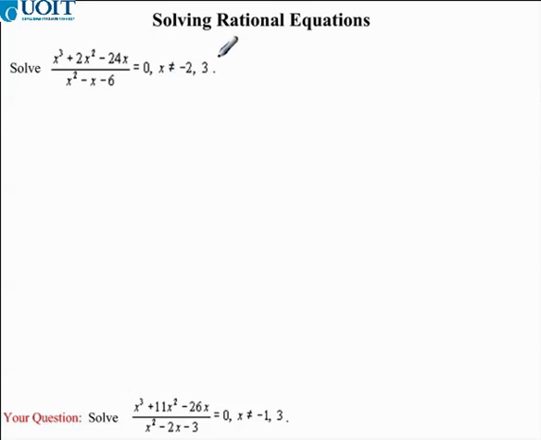Our restrictions on x are just to ensure that our denominator is not equal to 0. Remember, we never want to divide a number by 0, which is why we need these restrictions.